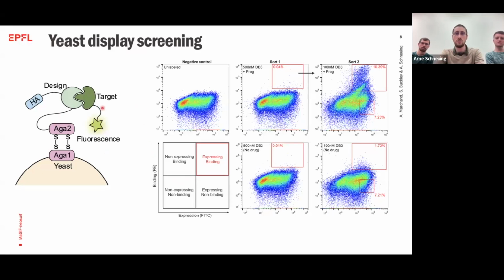And these yeasts are then sorted by flow cytometry. So basically, your yeasts are now fluorescent or not, and they are going one by one in front of a laser. This laser has different detectors and different channels based on the fluorescence. We have one channel on the x-axis, which is the expression, and that detects the HA tag. And we have on the y-axis the binding signal, and that detects if the target is now bound to the design. And ideally, what you want is to have the double positive.